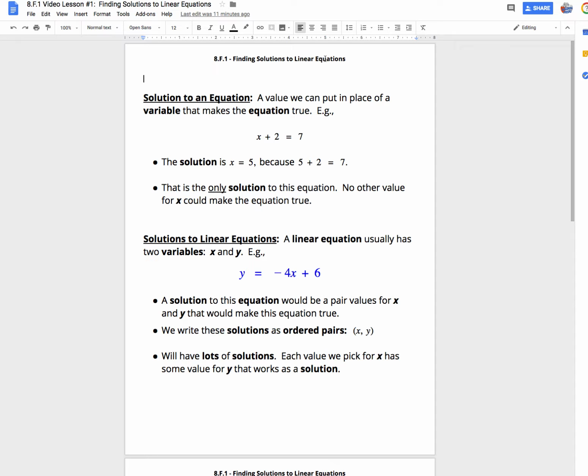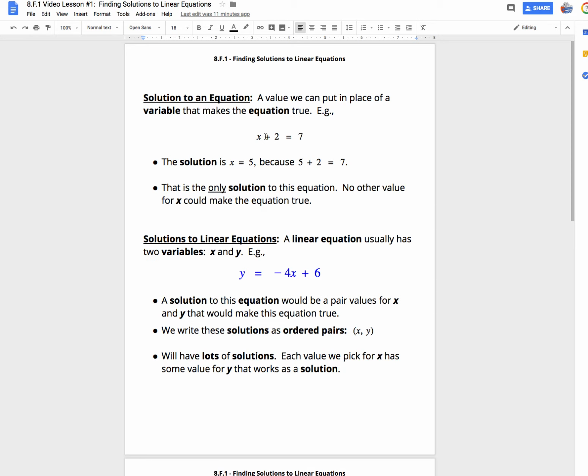This video will discuss how we can find solutions to linear equations, and we're also going to look at how we represent those solutions in tables. First, we need to understand what a solution to an equation is. Solutions are a value we can put in place of a variable that make the equation true.